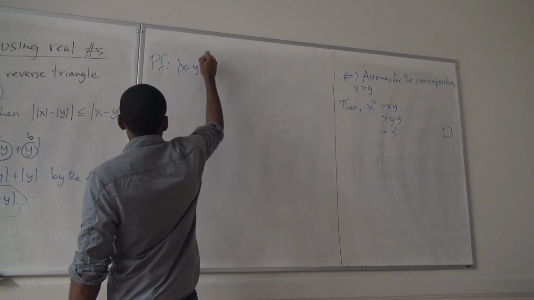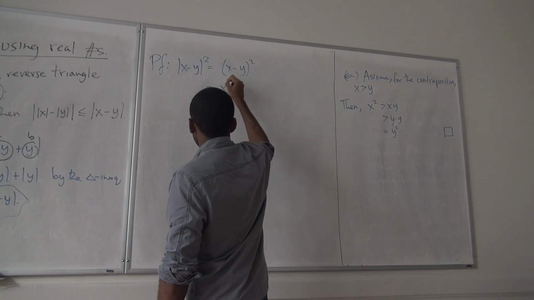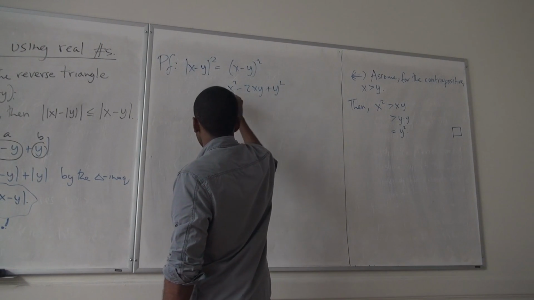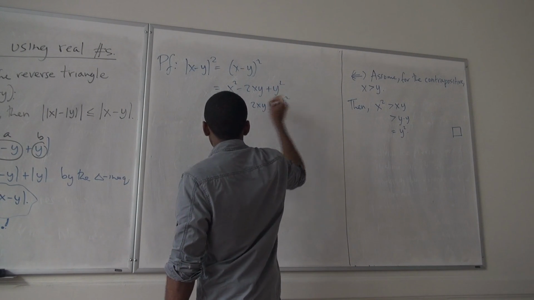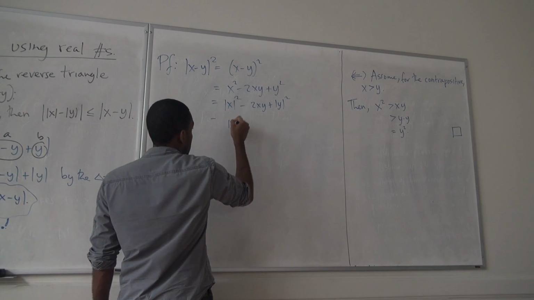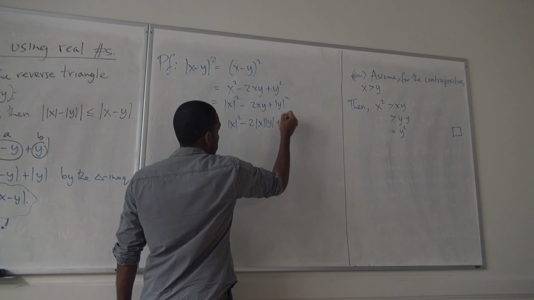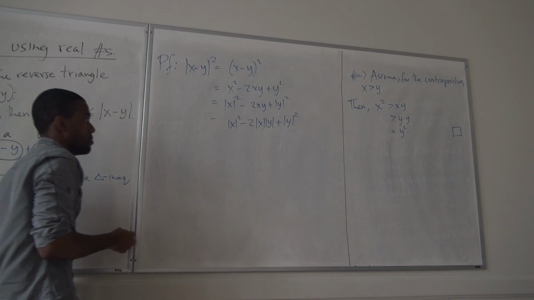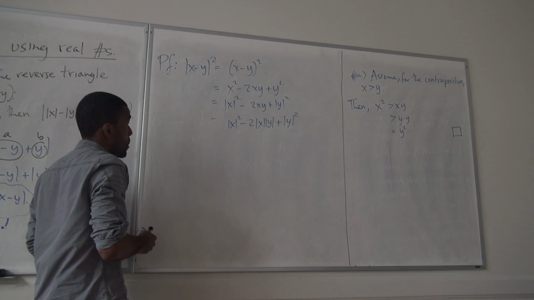If we take x minus y squared, we know that this is equal to x squared minus 2xy plus y squared. And how does the inequality go now? If I replace this guy by absolute value x, absolute value y, which way does the inequality point? Which expression is bigger?